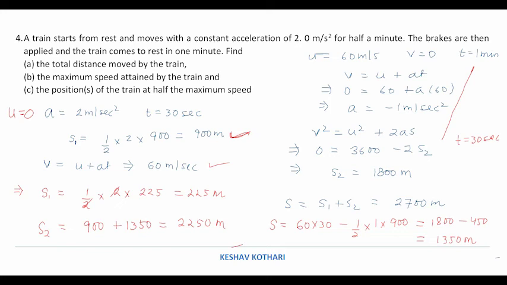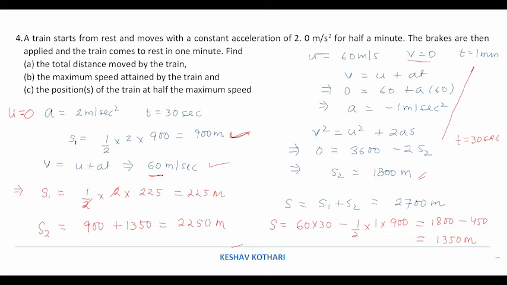Now at this point, the brakes are applied and the train comes to rest in 1 minute time. So this speed is going to serve as the initial speed, and the brakes are applied and it is coming to rest. The final velocity is 0 in 1 minute time. So while the brakes are applied, the acceleration is minus 1 meter per second square, and it covers a distance of 1800 meter after the application of brake. So the total distance covered is going to be 900 meter during acceleration and 1800 meter during retardation, that is 2700 meter.